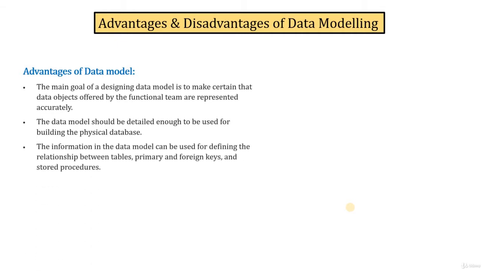The third thing, the information in the data model can be used for defining the relationships between the tables, primary and foreign keys, and stored procedures. So these are the main components of building databases, which can be assessed and finalized through the data modeling process. So the data model helps business to communicate within and across the organization.